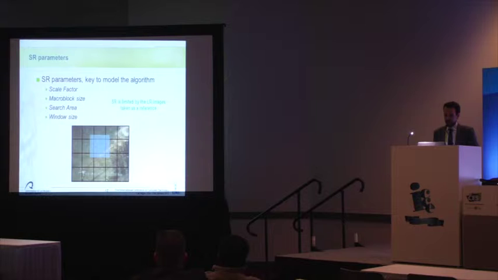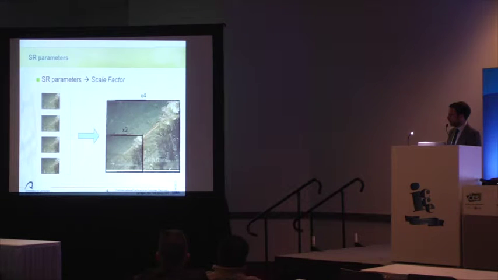And it is very important to consider some parameters which can model the algorithm. These are the scale factor, the macro block size, the search area, and the window size. And of course, the low resolution images that we are taking as a reference in the process. The scale factor is the factor that we are using to multiply the resolution, to double or to multiply by 4 times or whatever. The algorithm that we are using has been tested with scale factors from 2 to 10.